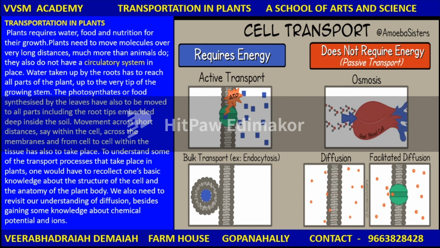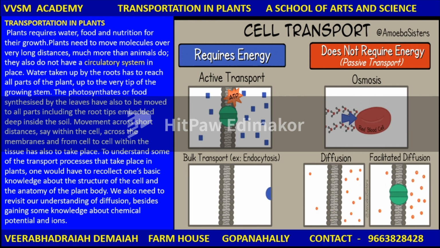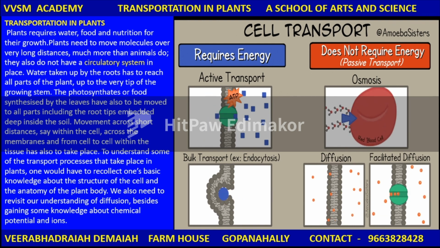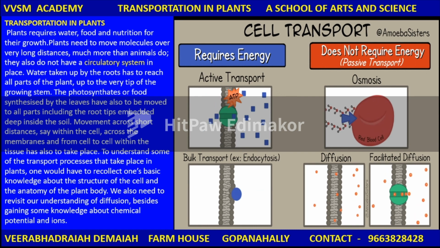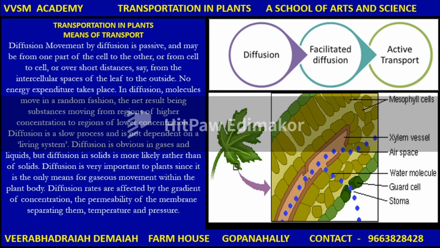Cell transport requires energy. Active transport requires energy; osmosis does not require energy, that is passive transport. Means of transport, diffusion is very important here. The diffusion of molecules through xylem and phloem. Stomata, the stomata in the leaf, stoma, the pore in the leaf.